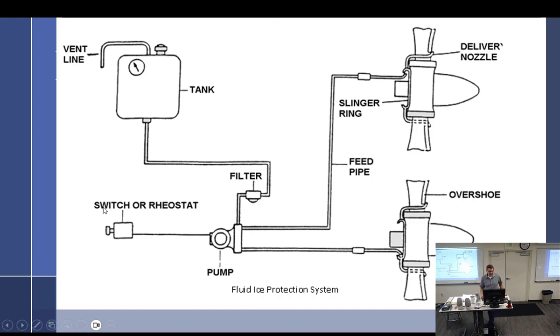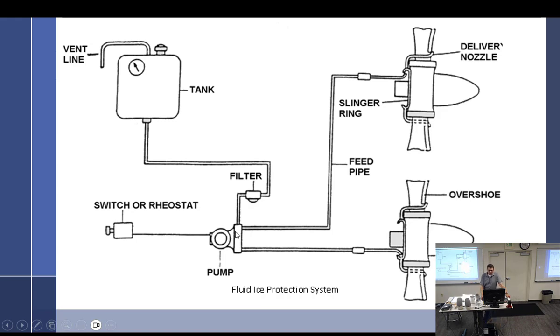The switch or rheostat is pilot controlled and goes to the pump, allowing you to turn the pump fast or slow. If you're just approaching conditions that are a little icy, then you would go low because you have a limited quantity. But if you encounter heavy icing conditions, you switch it to high, and the pump runs faster and slings out more fluid.